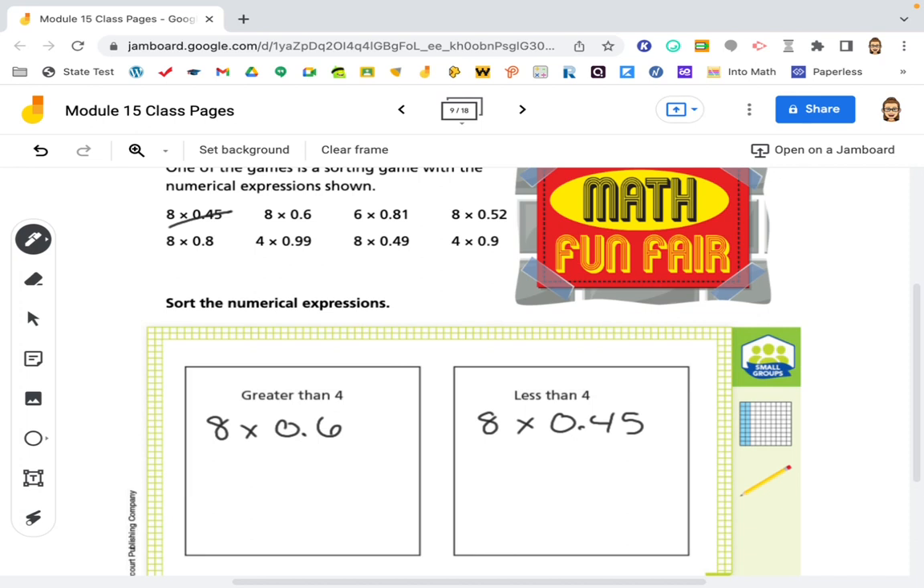Then we have 6 times 81 hundredths. Well, 6 times a half would be 3, and 6 times 66 hundredths would be 4, so it's greater than that. 8 times 52 hundredths is going to be greater than 4. 8 times 8 tenths: 8 tenths is greater than a half, so it's greater than 4.